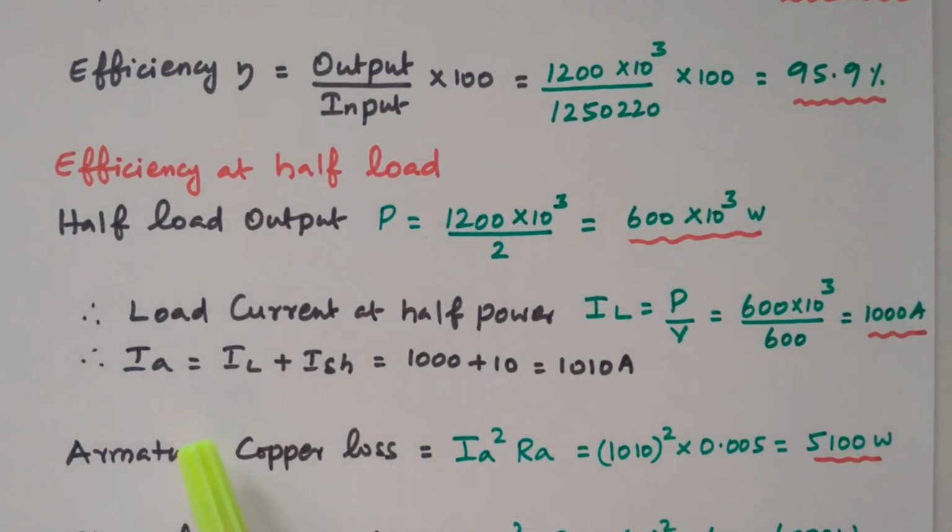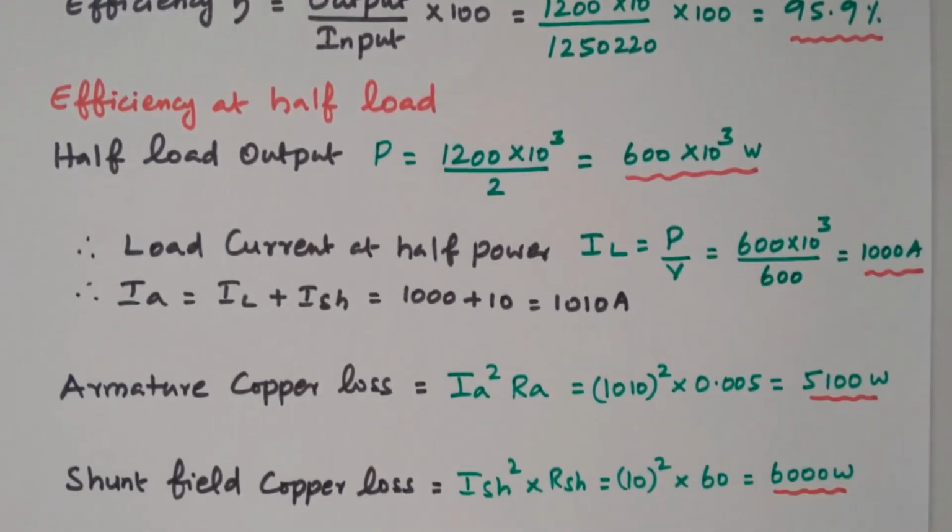Then armature current IA equal to IL plus ISH. This ISH is constant, it is 10 ampere. So the IL is now 1000 ampere, so 1010 ampere. Earlier it was 2020 ampere, now reduced to 1010 ampere. So due to half load, the power is reduced, load current also reduces and armature current also reduces. So with this armature current, we can find the copper loss.